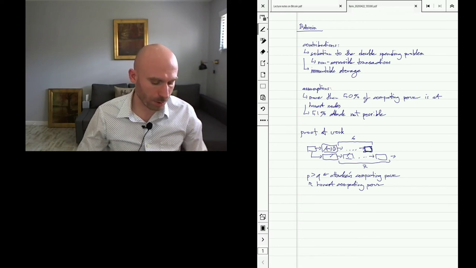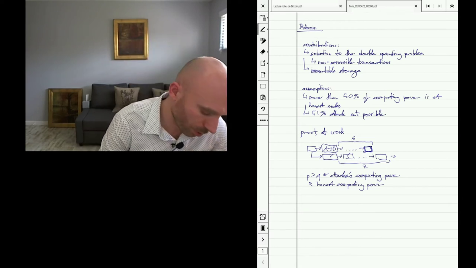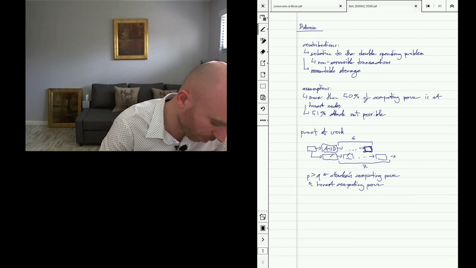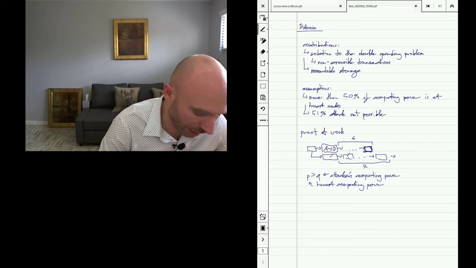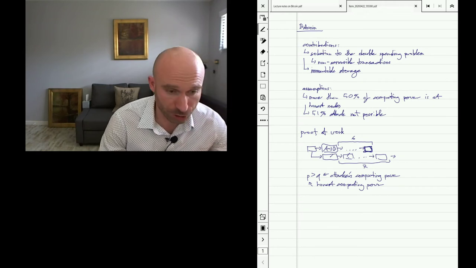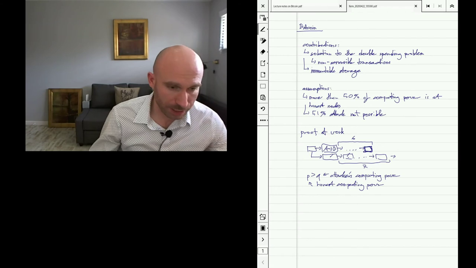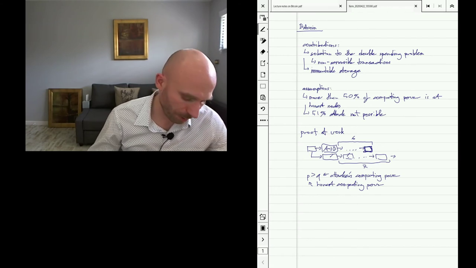So what Nakamoto showed is that given certain assumptions on the values of P and Q, six blocks would be long enough to be reasonably certain that an attacker with less than 50% of computing power is not going to be able to outrun the honest chain. Okay? So that's kind of the major result here.